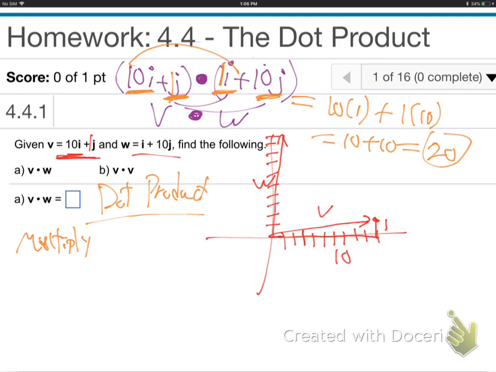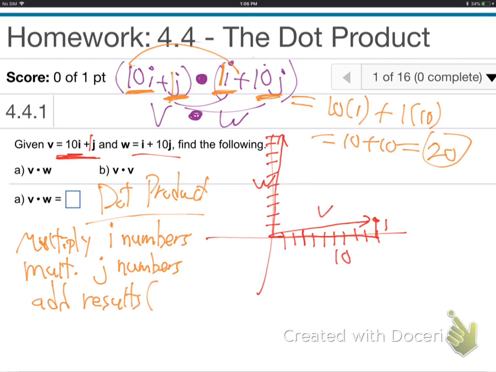multiply the I numbers, multiply J numbers, add the results, drop the I and the J. There we go. So you just multiply the I numbers, multiply the J numbers, add them up, and drop the I and the J.